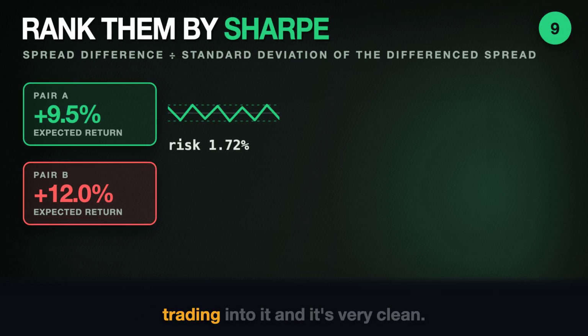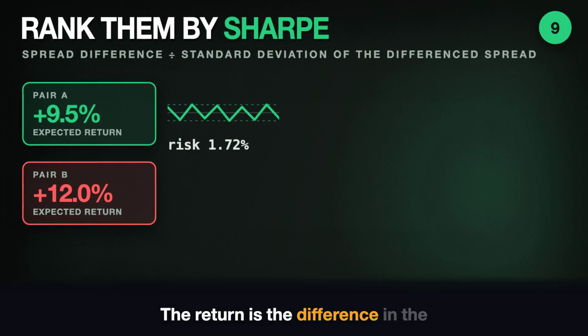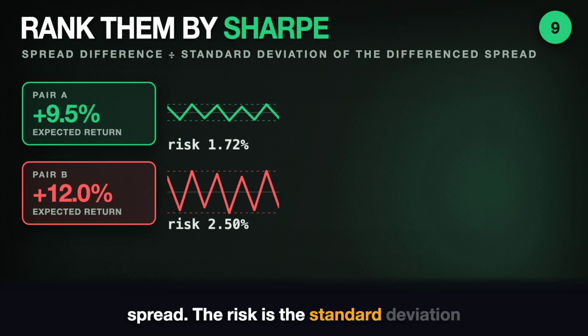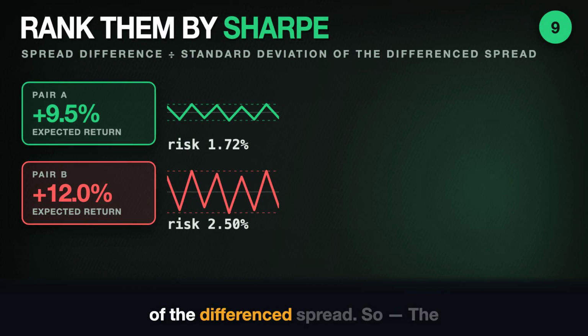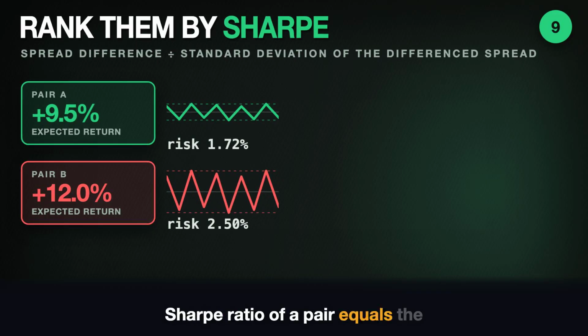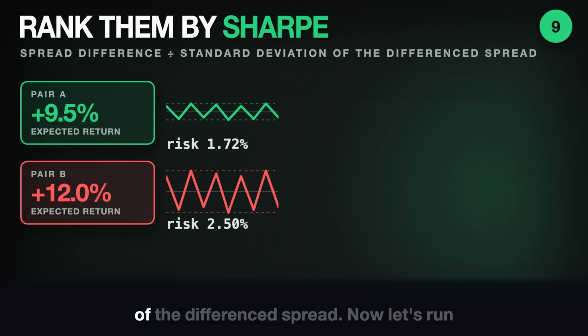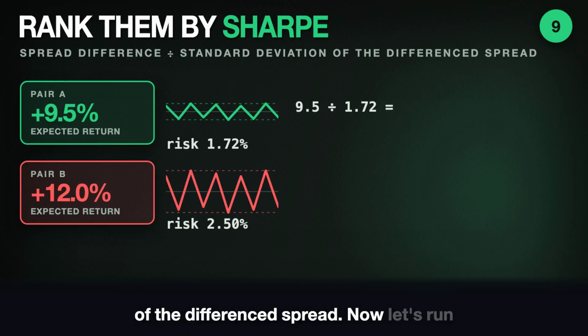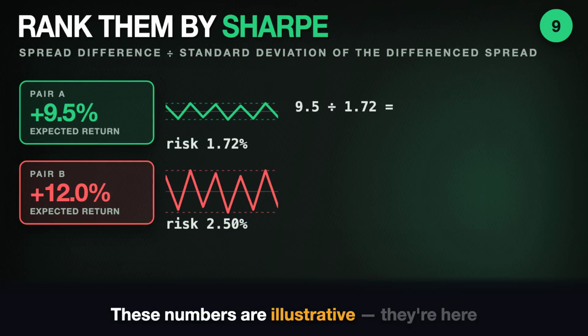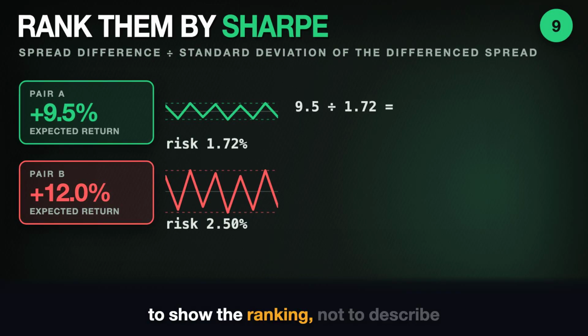Drop pairs trading into it and it's very clean. The return is the difference in the spread. The risk is the standard deviation of the differenced spread. So, the Sharpe ratio of a pair equals the spread difference divided by the standard deviation of the differenced spread. Now, let's run the two trades from the cold open. These numbers are illustrative. They're here to show the ranking, not to describe a real position.